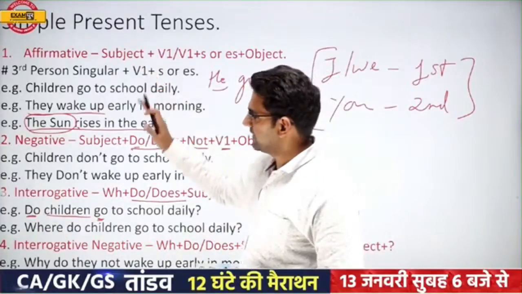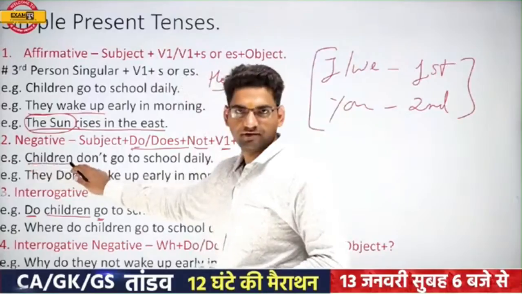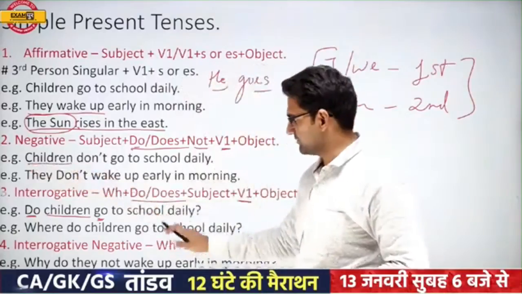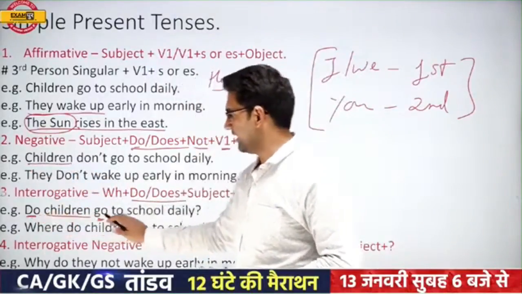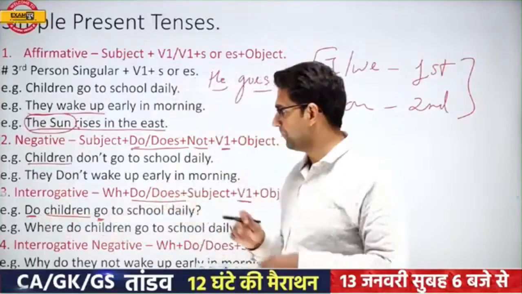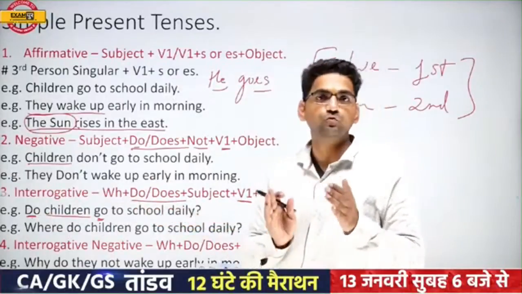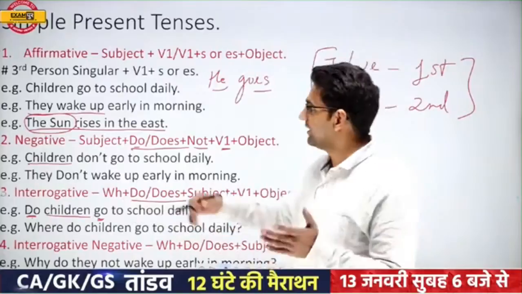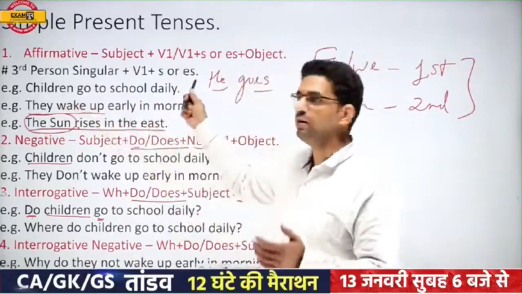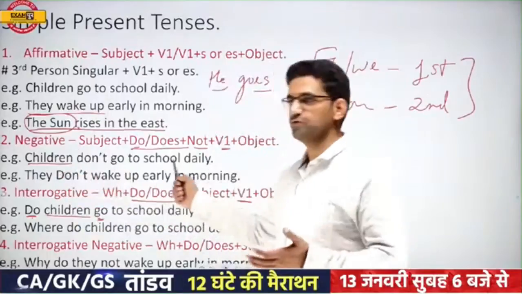In affirmative and negative sentences, all the verbs come after the subject. But in interrogative, the subject falls between helping verb and main verb. Subject helping verb और main verb के बीच में आता है। So we'll say, do children go to school daily? क्या बच्चे रोज स्कूल जाते हैं? So the answer will be yes, children go to school daily. Or the answer can be no, children don't go to school daily.